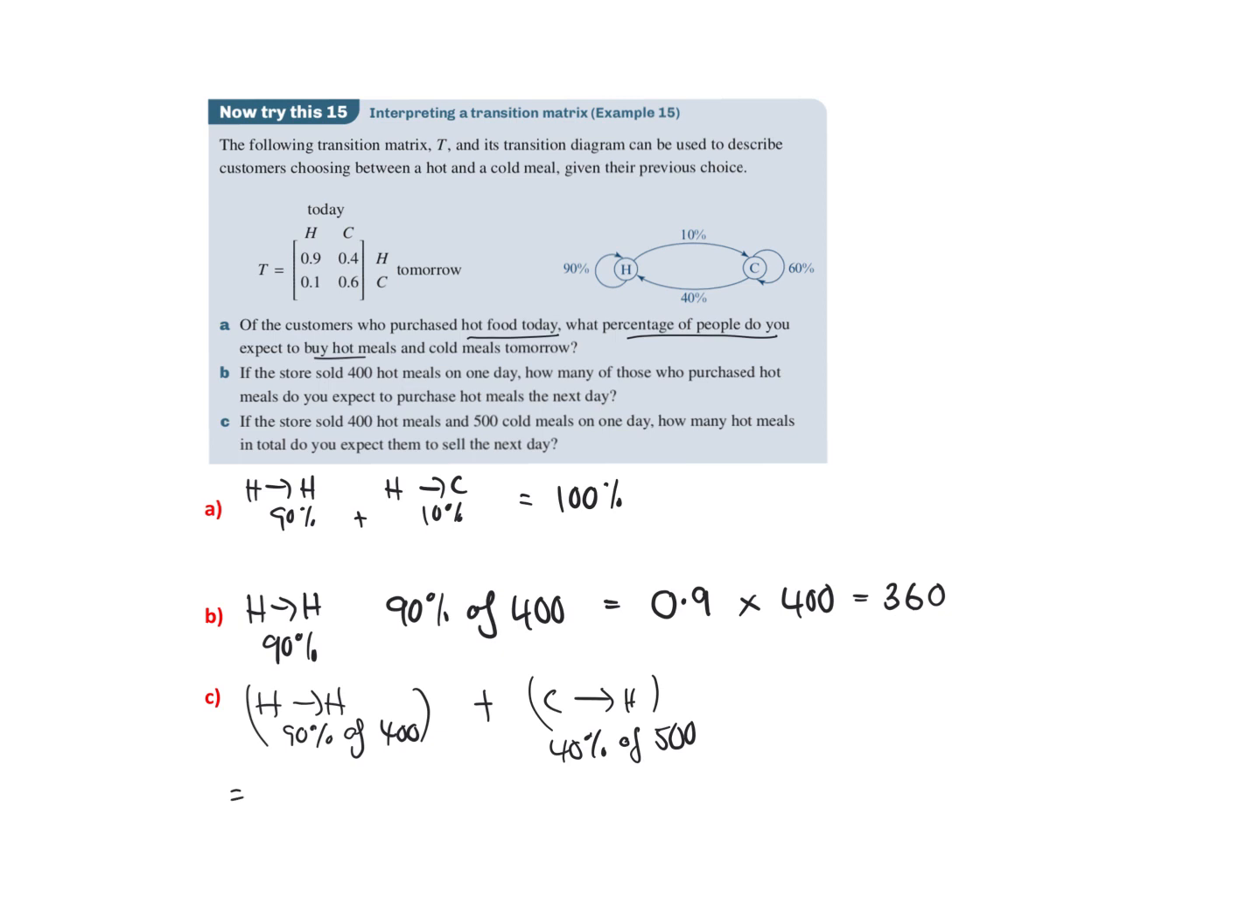We've already done that 90%, so we could see that was 360. Just on a side note, you'd have to find out what 40% of 500 is, which is 200. Is that correct? Yep. So that's what I did. So I found that, so I could add it to this. So how many in total had a hot meal the next day? 560. Good. They're just asking that, so we can just write 560 underneath like that. Okay.